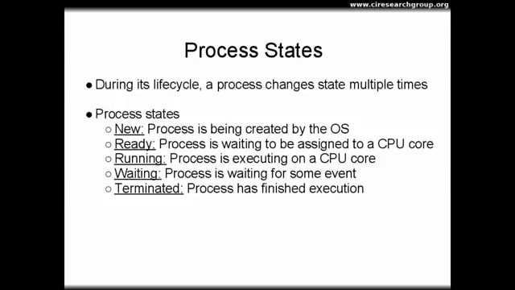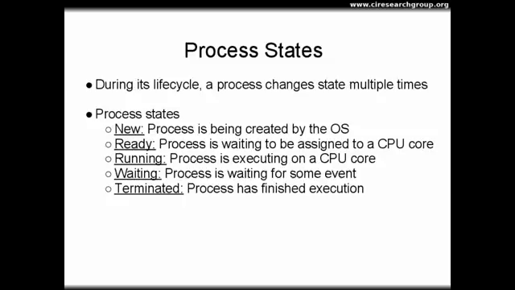During the lifetime of a process, the process moves between several states. When a process is first created, it is initially in the new state. Once creation is complete and the process is ready to run, it transitions to the ready state where it waits to be assigned to a CPU core.